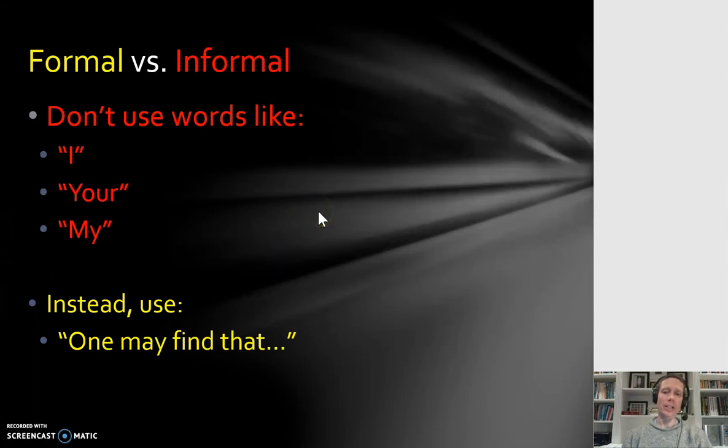Academic writing is very formal, so do not use terms such as I or your or my. Remove those. You can say one may find that if you need to use a phrasing like that, but don't use the informal language.